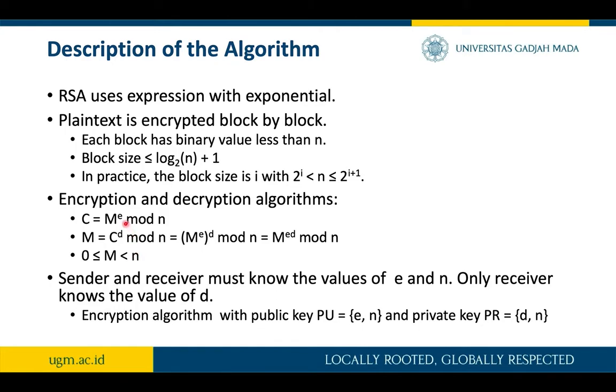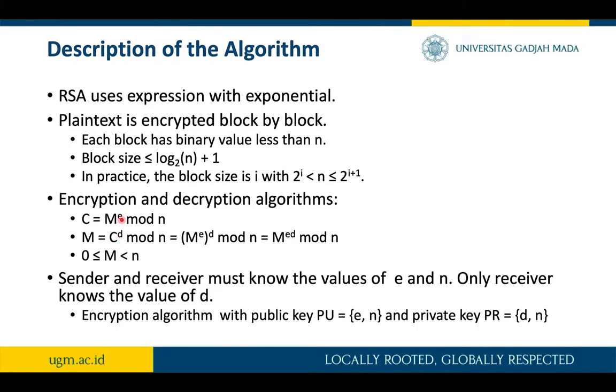It is only exponentiation. C, the ciphertext, is m, the plaintext, to the power of e modulo n. This is the encryption algorithm. This is the decryption algorithm, which is very similar. So m here is c to the power of t. C is the ciphertext. T here is paired with e.